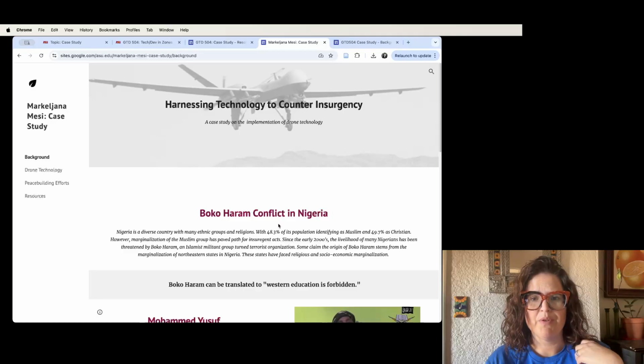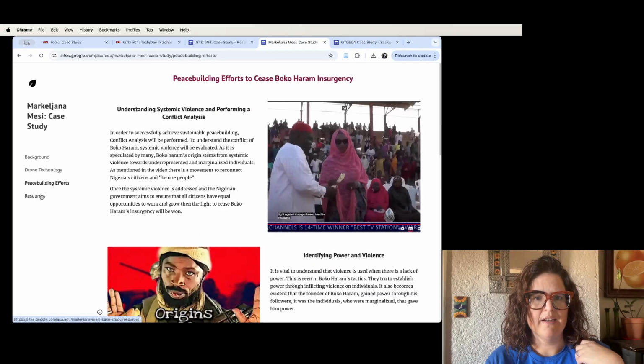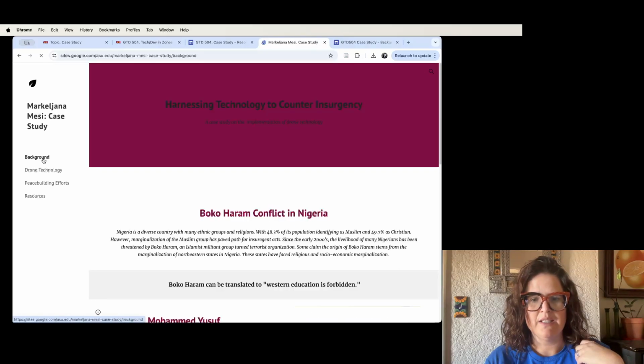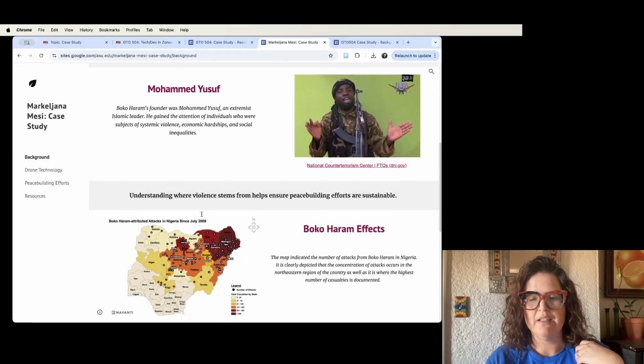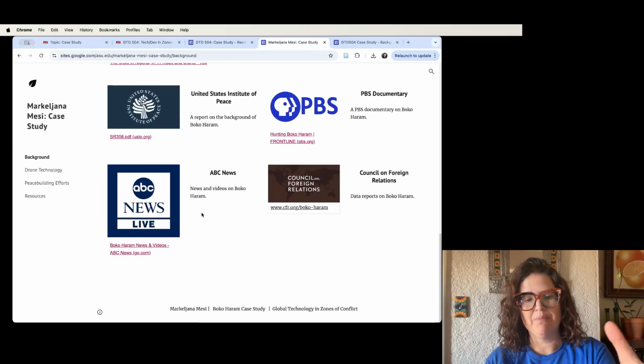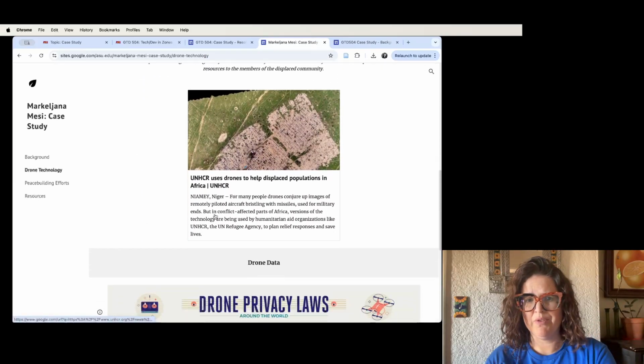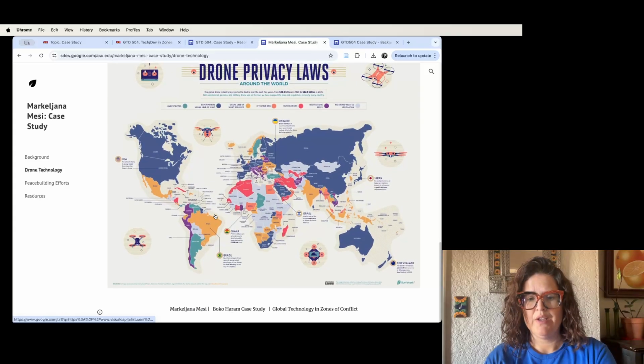This is about the Boko Haram conflict in Nigeria. Again, they created a website. They have a couple of different pages. They studied drones in the Boko Haram. And then talked about peace building and resources. So you can see again, they try to give you primary materials, but also explain the goals of the case study. Show some pictures of drones and what they look like and how drone privacy laws work.